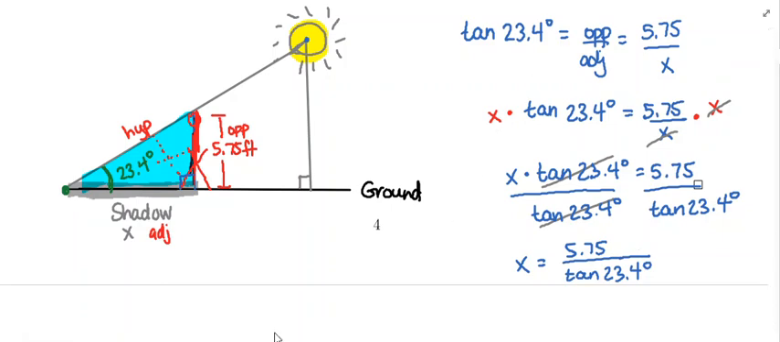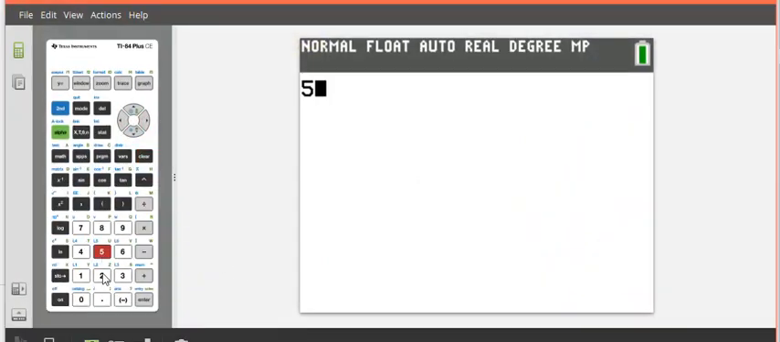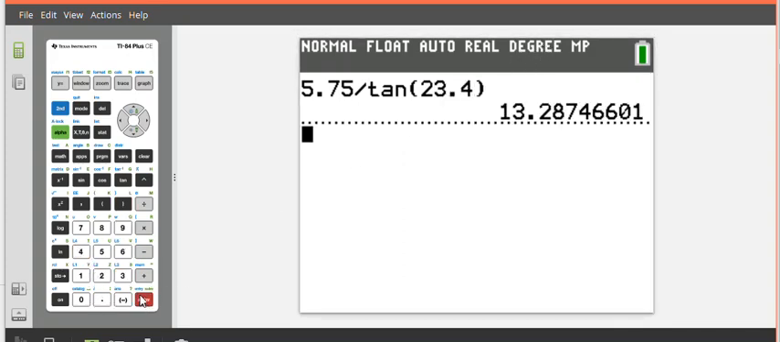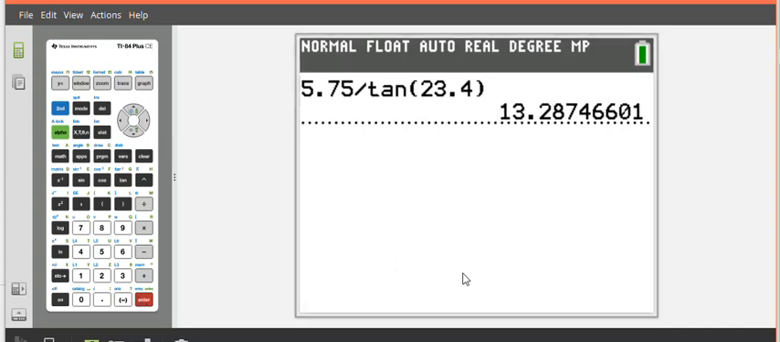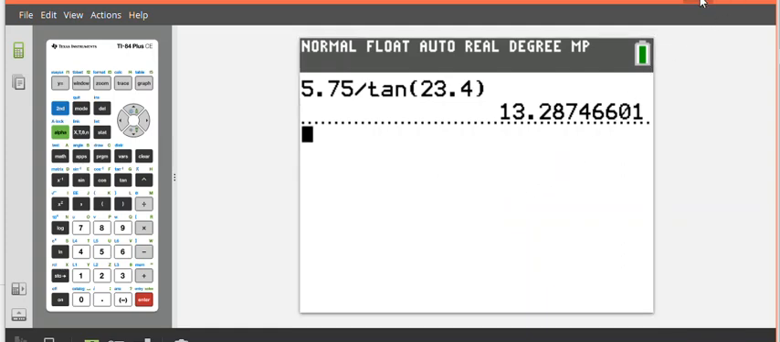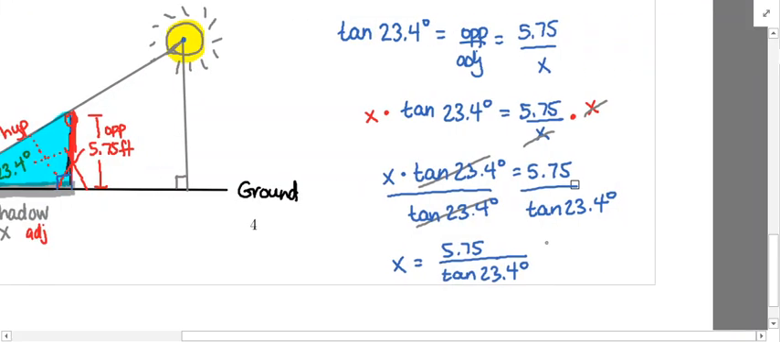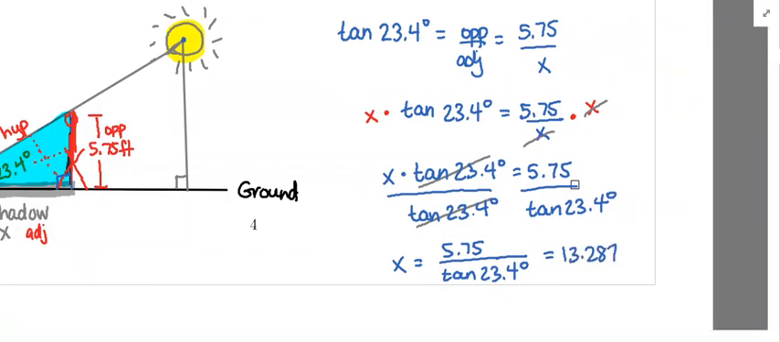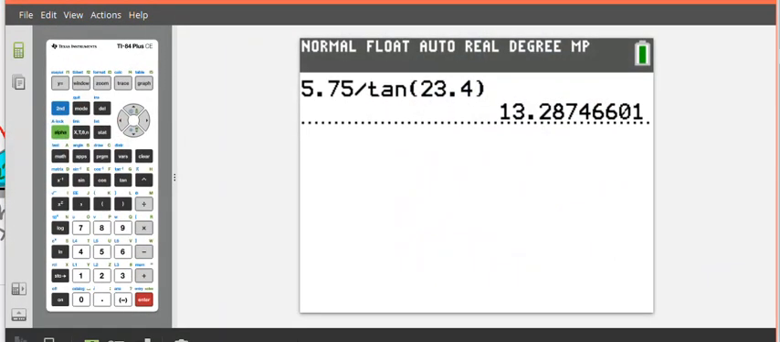All right, so let's go to the calculator. We're going to punch in 5.75 divided by the tangent of 23.4 degrees. Make sure you're in degree mode. And then here we are. I'm going to write out this full decimal expansion and then we'll round as needed. So this is going to be 13.28746601.